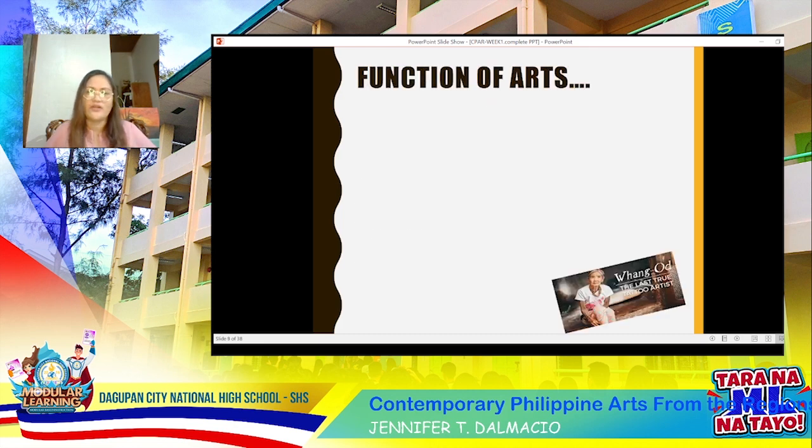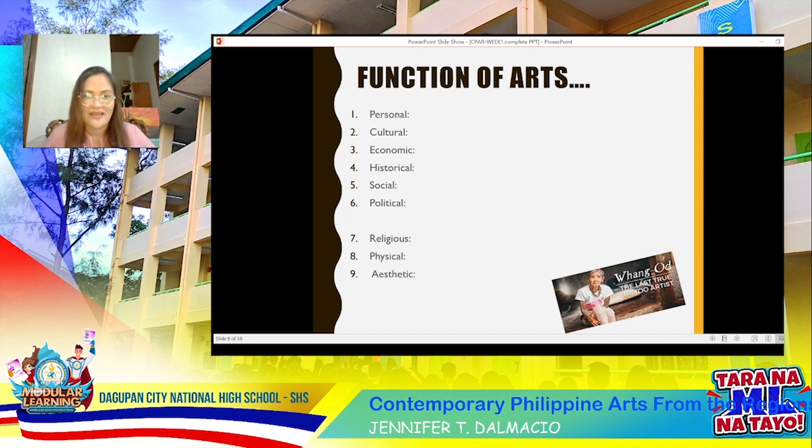Now, when we look at a certain artwork, be it a painting, a photograph, a sculpture, or even a tattoo, how do we feel about them? What do you think is the function of each masterpiece? Is it personal, cultural, economic, historical, social, political, religious, physical, or aesthetic?